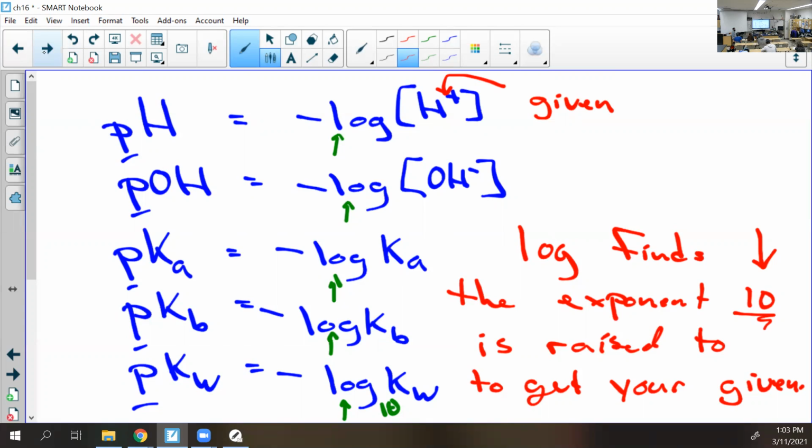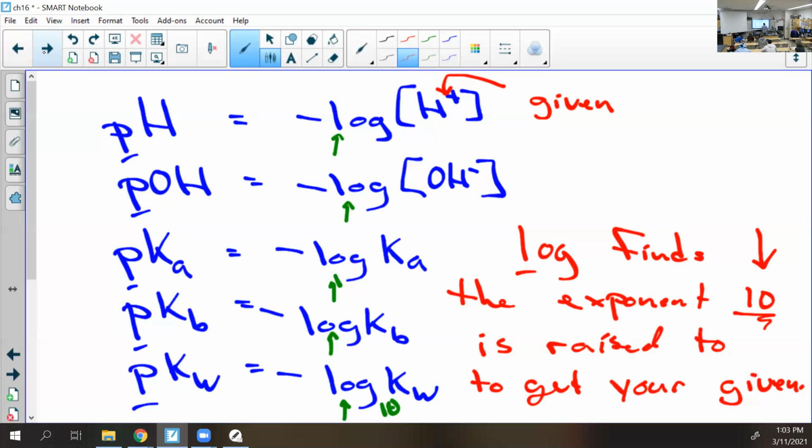There's the pOH, which we don't use all that often, but the pOH is the negative log of the OH concentration. Then we have what we call the pKa, and the pKa is the negative log of Ka. We have pKb. You could probably guess it's the negative log of Kb. pKw, this is fun. All right, that's the negative log of Kw. Now, all these are related to each other. Anytime you see a P, it means negative log.